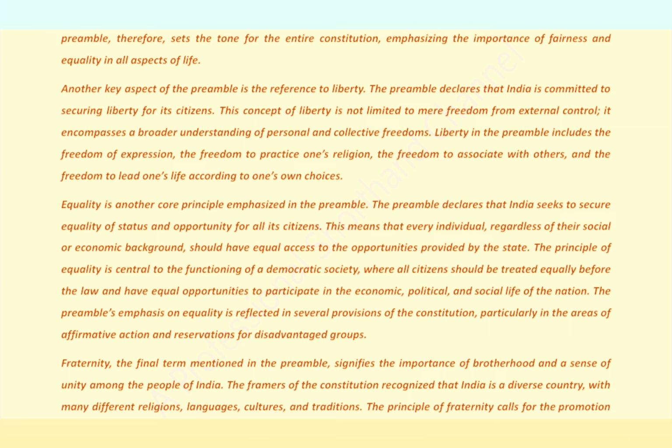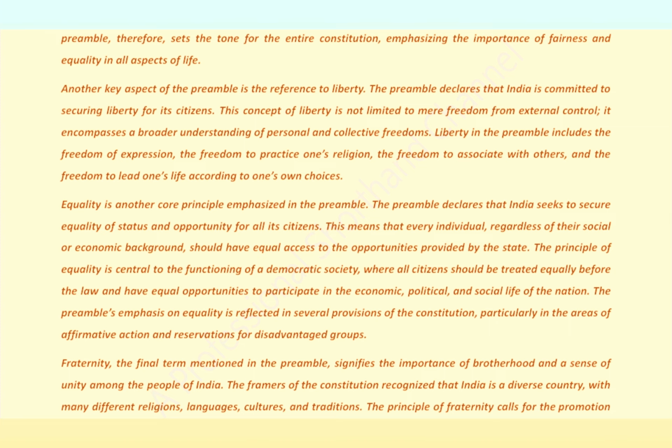Another key aspect of the preamble is the reference to liberty. The preamble declares that India is committed to securing liberty for its citizens. This concept of liberty is not limited to mere freedom from external control. It encompasses a broader understanding of personal and collective freedoms. Liberty in the preamble includes the freedom of expression, the freedom to practice one's religion, the freedom to associate with others, and the freedom to lead one's life according to one's own choices.